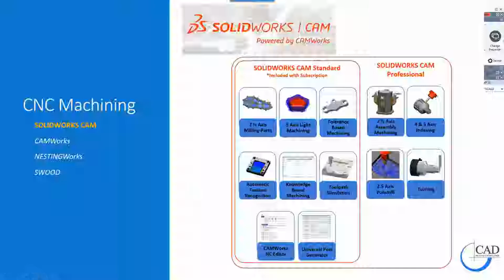With SolidWorks Cam, like Jessica mentioned, we have SolidWorks Cam included in all of the SolidWorks packages. SolidWorks Cam Standard is the included package, and that will allow you to program with 2.5-axis milling. We have 3-axis light machining tool pathing. We have tolerance-based machining. Automatic feature recognition, where we can find all the machinable features on that part. We have knowledge-based machining, which allows us to save machining strategies. You can actually teach the software how you like to machine different features.